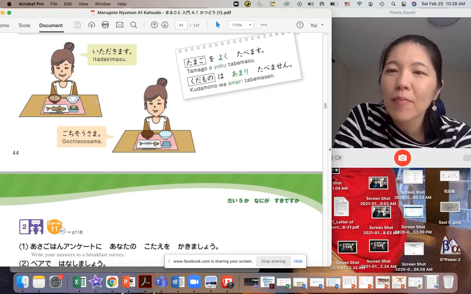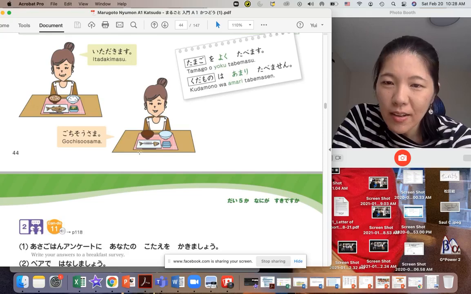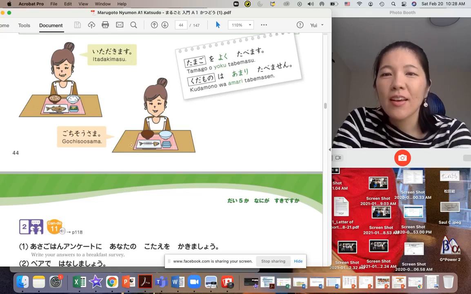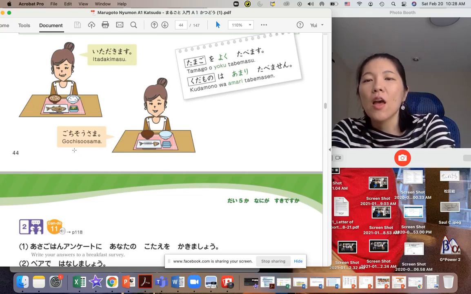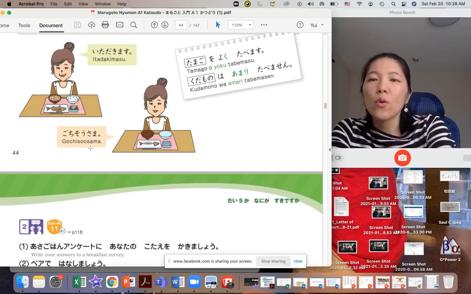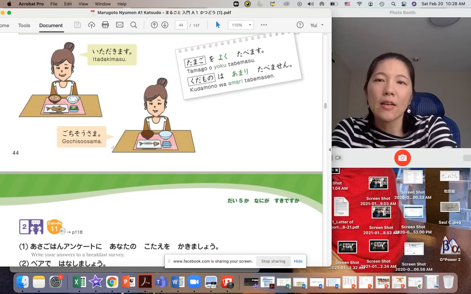So that's what we say before we eat. And then after you're done, this person ate everything, she says, ごちそうさま. ごちそうさまでした is also polite. でした is like a past tense, adding past tense. ごちそうさま or ごちそうさまでした.